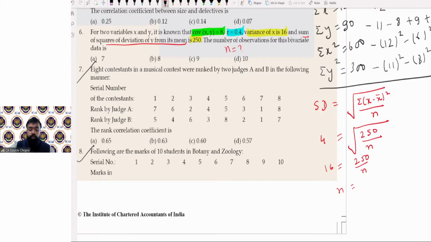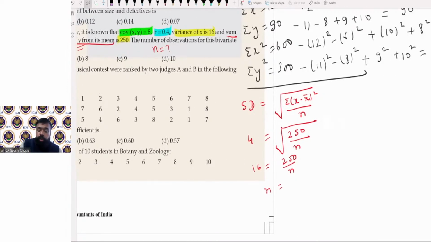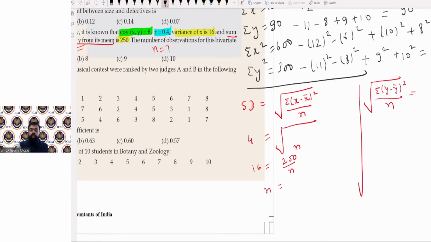Okay, I think there is some error in this. The sum of deviation is from y, not from x. So that belongs to y, and you cannot write it in x. It is sigma (y minus y bar) whole square upon n equal to sigma y squared. So this 250 belongs to y. So remove this 250 from here.